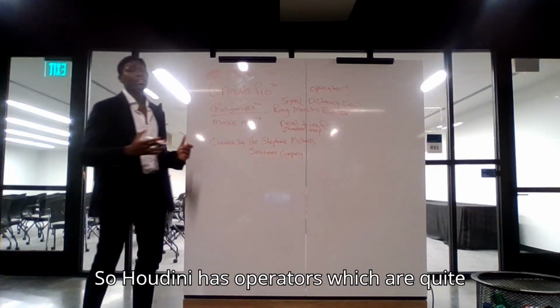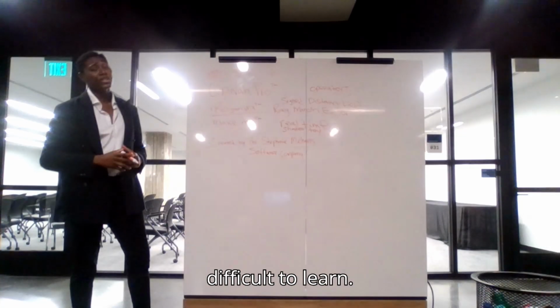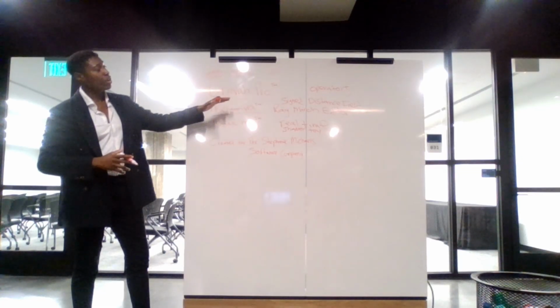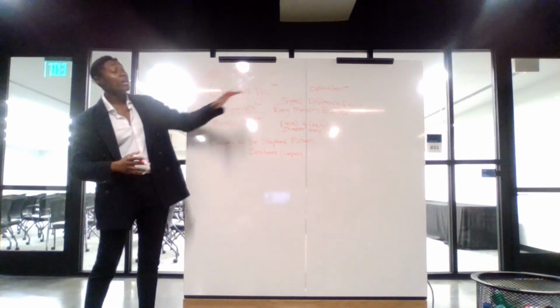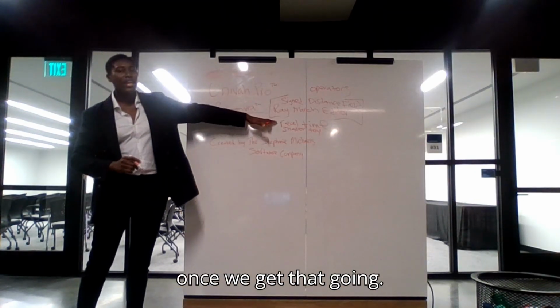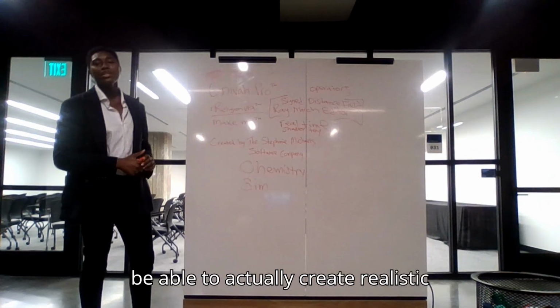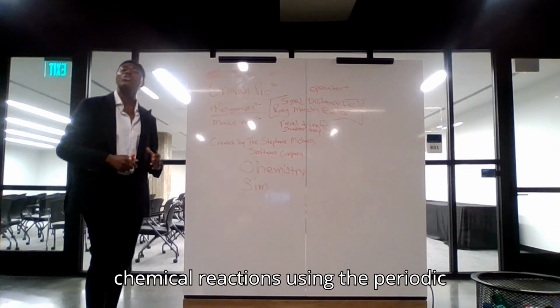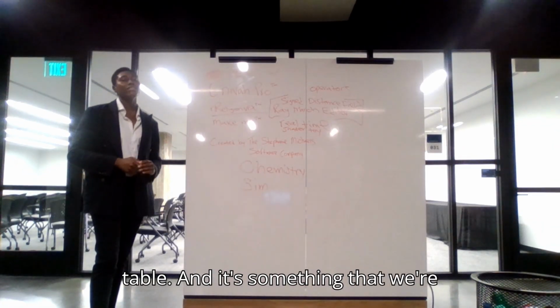So Houdini has operators, which are quite difficult to learn. In Univah Pro, we're going to take those really difficult operations and make them a lot more approachable. Once we get that going, we'll be able to actually create realistic chemical reactions using the periodic table.